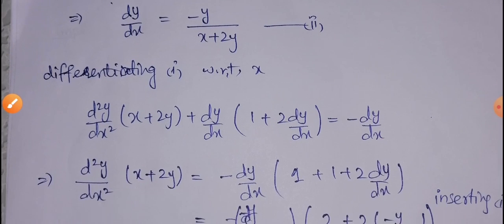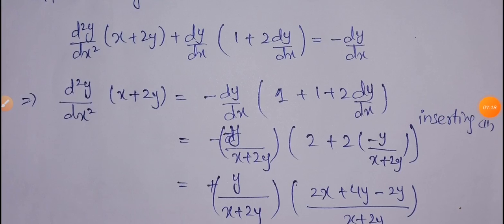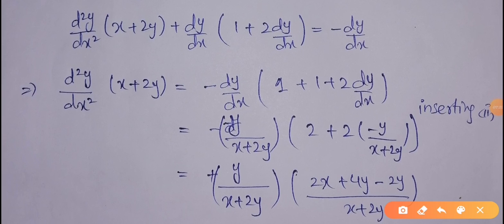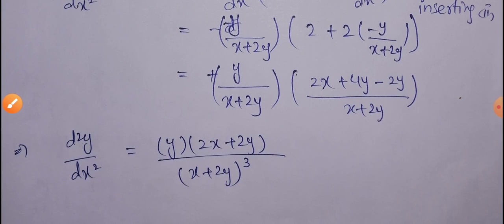Now as we have to evaluate the expression for the double derivative, I am going to take d squared y by dx squared on one side and the other expressions on the other side. Now I am going to insert the value of dy by dx from equation 2 in this expression, so that I can easily evaluate the expression for d squared y by dx squared.